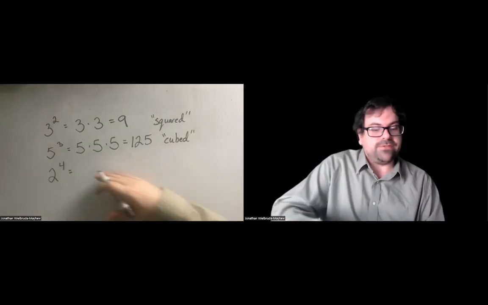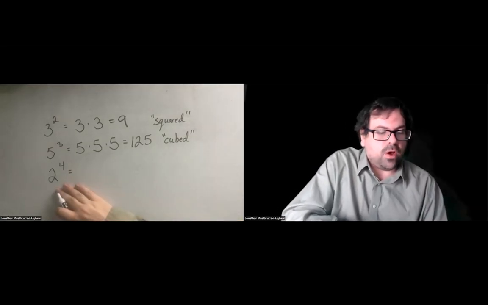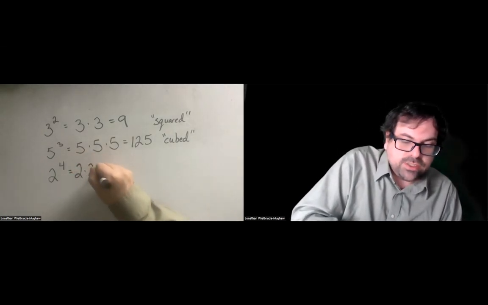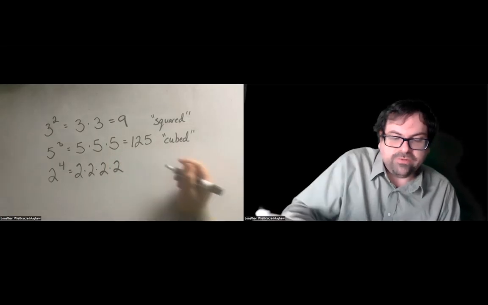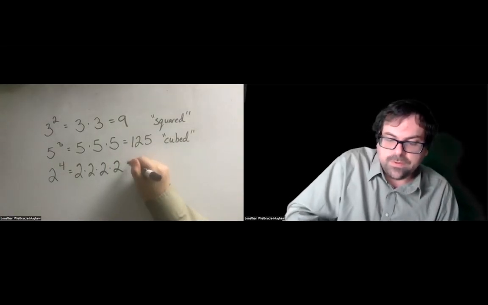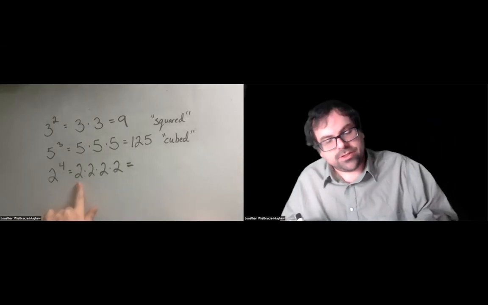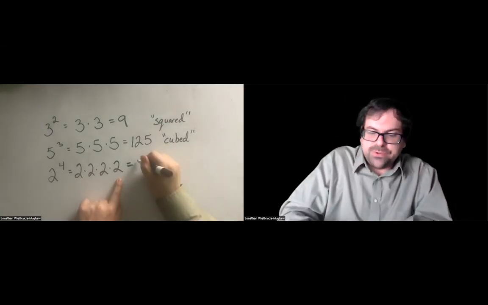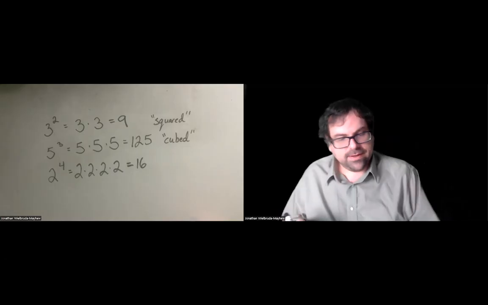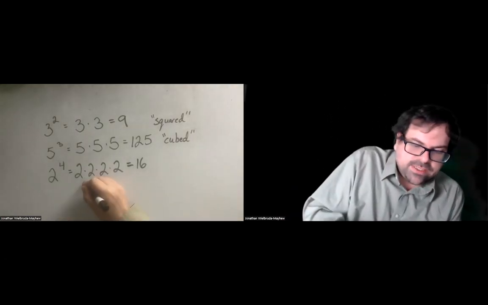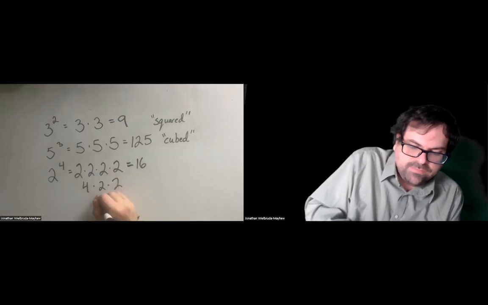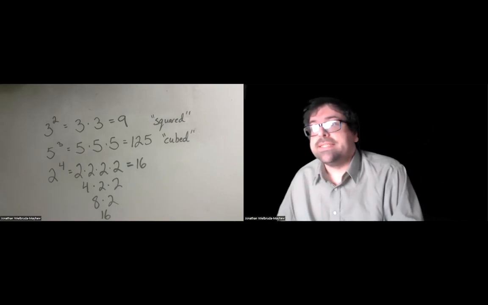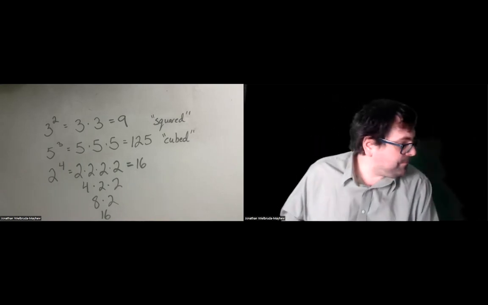We don't have any special names for fourth power and on, so this would only be read 2 to the fourth power, but that's 1, 2, 3, 4 factors of 2. Left to right, 2 times 2 is 4. 4 times 2 is 8. 8 times 2 is 16. So 2 to the fourth power is 16.